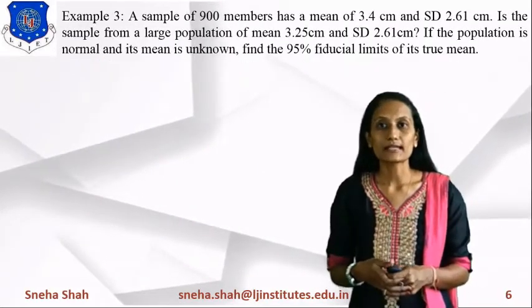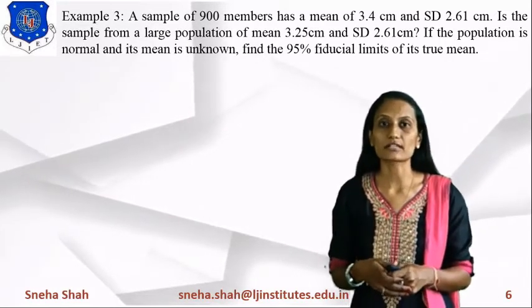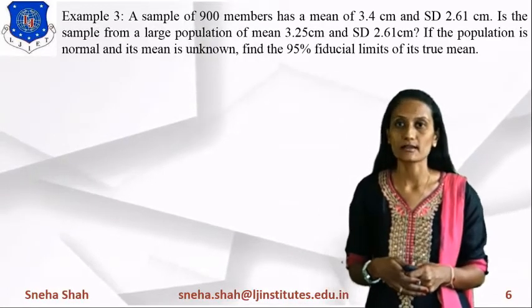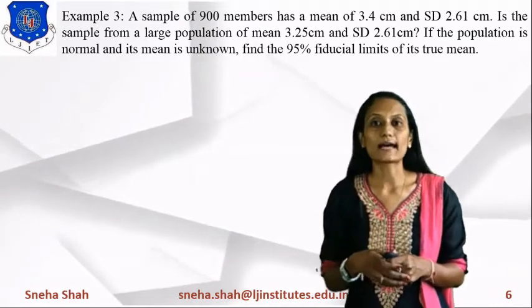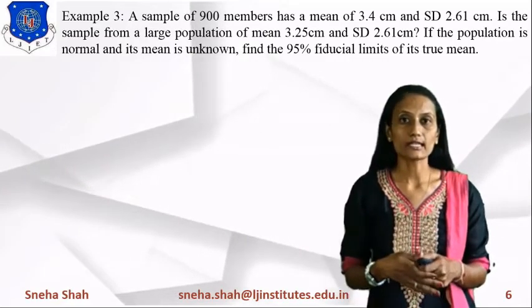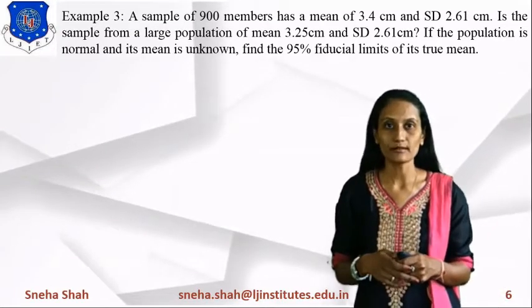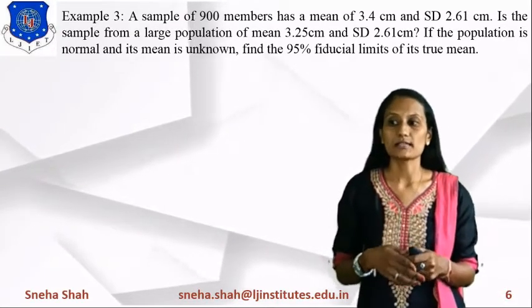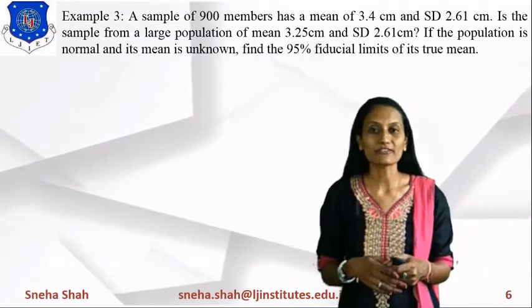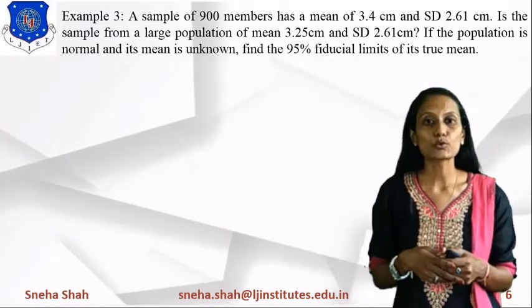Now the next example: a sample of 900 members has a mean of 3.4 cm and standard deviation of 2.61 cm. Is the sample from a large population of mean 3.25 centimeter and standard deviation 2.61 centimeter? If the population is normal and its mean is unknown, find 95% fiducial limits of its true mean.